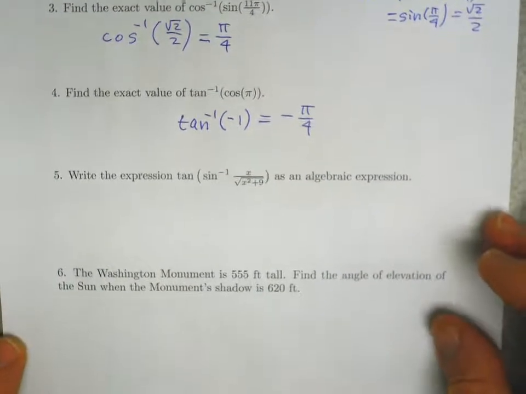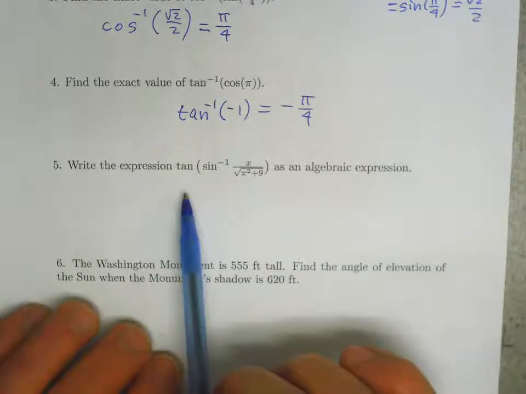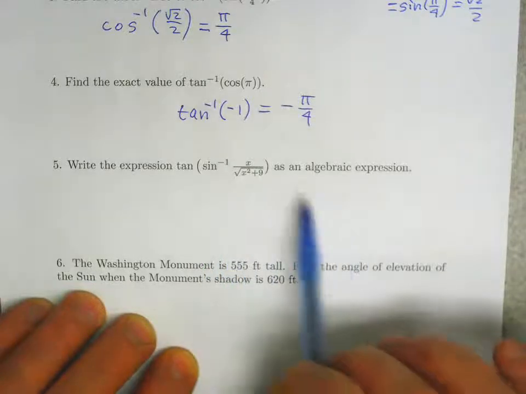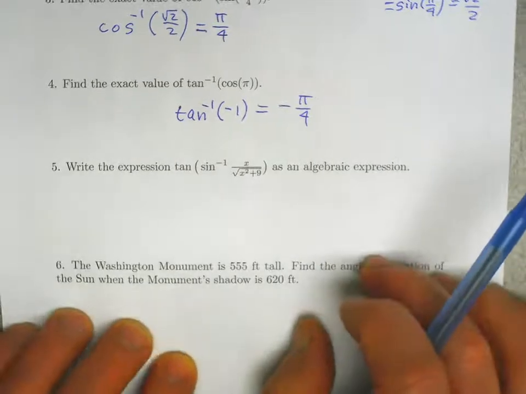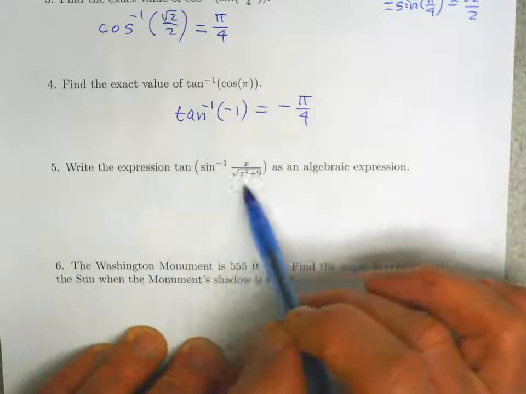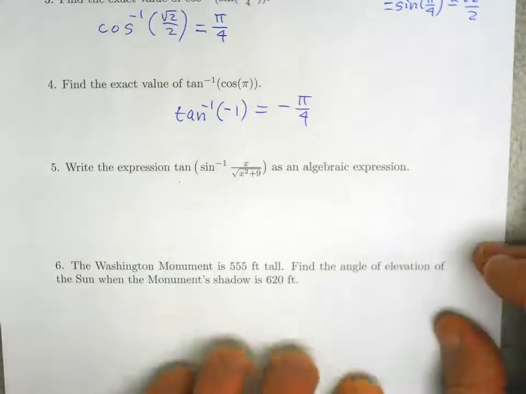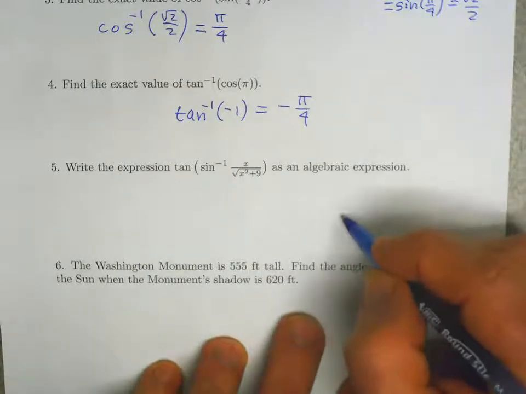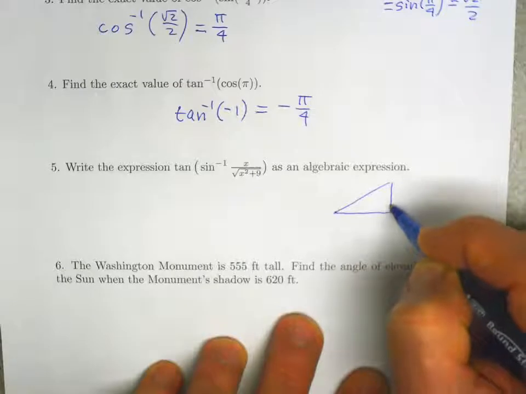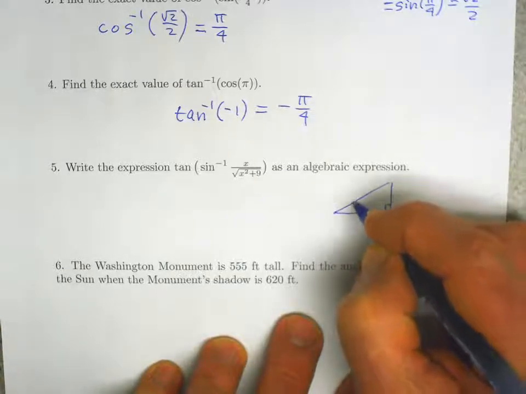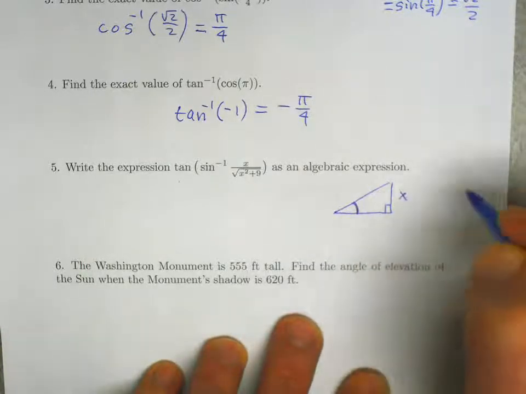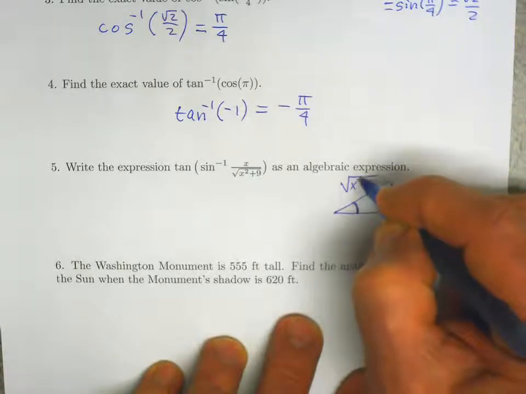Okay, in the next exercise, write the expression, the tangent of the inverse sine of x over the square root of x squared plus 9, as an algebraic expression. So we want to find the tangent of the angle whose sine is x over the square root of x squared plus 9. This is one of those exercises where you can use a right triangle as a guide. So this is the angle. The sine of that angle is x divided by the square root of x squared plus 9.